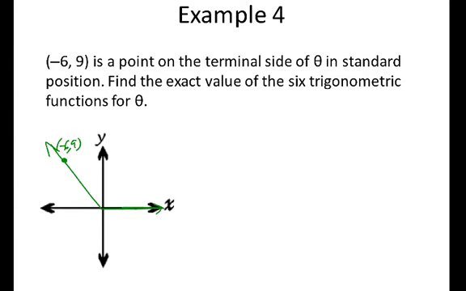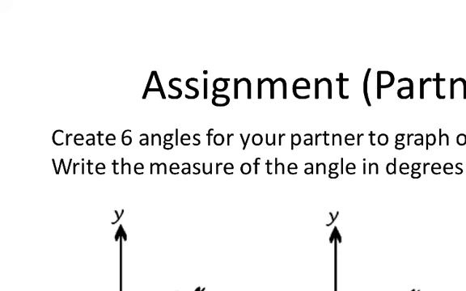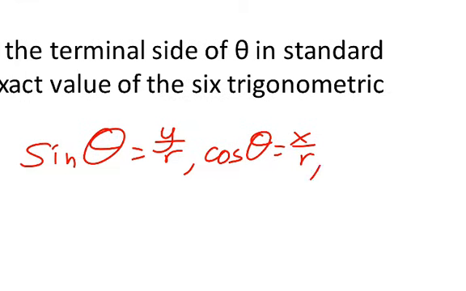Now we've got a couple equations we're going to use, and you're going to want to write these down. The sine of some mystery angle, if we know the coordinates on the terminal side, is your y value over r. We'll talk about what r is. The cosine of theta is your x value over r. And your tangent of theta is equal to y over x.